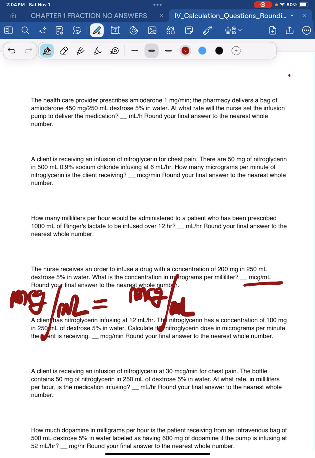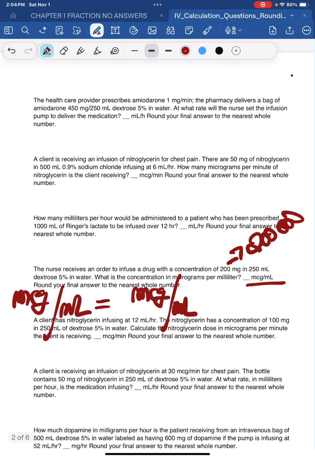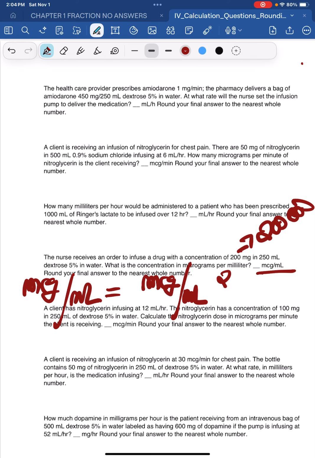I got 200 milligram. Because I'm looking for microgram per milliliter, I gotta convert this to microgram. It becomes 200,000. All right. So the only thing I'm gonna do here is take 200,000 microgram, divide that by 250 milliliter. Yeah. But Mr. Z, what is the microgram per milliliter?